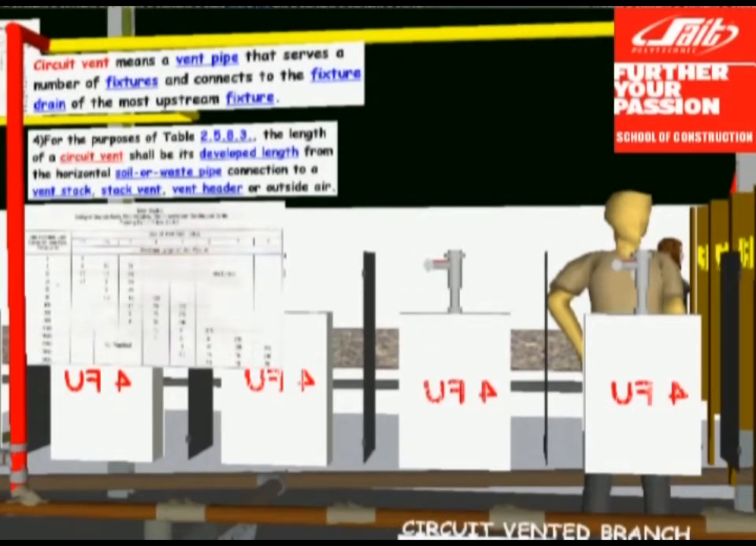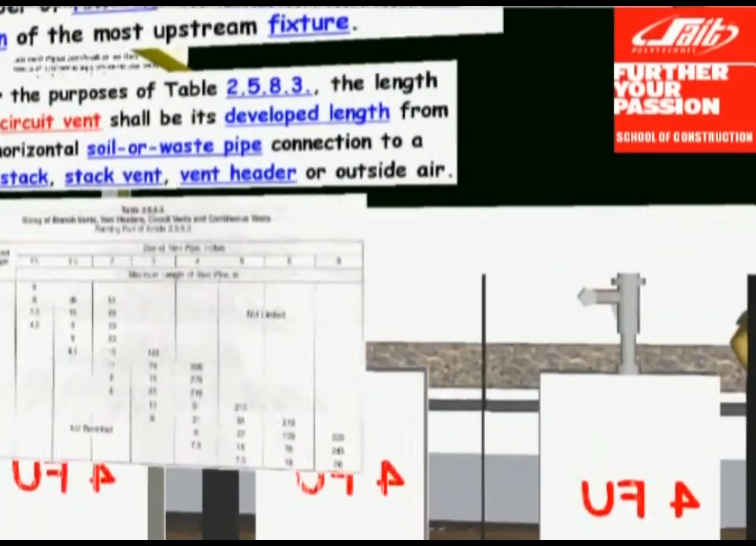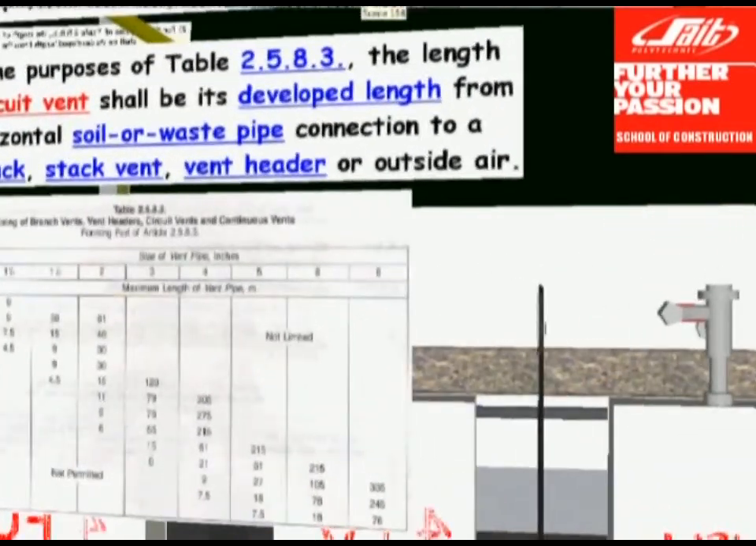The circuit vent is installed on the most upstream fixture drain of the most upstream fixture. It is sized by Table 2583. Its developed length is from the horizontal soil or waste pipe connection to the vent stack vent, header or open air. In this case it is to open air.